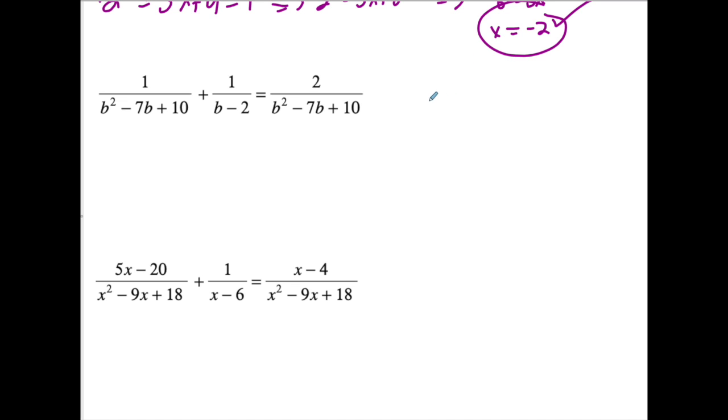Second one. First, let's start by factoring because it's not clear what's going on here. So this is b minus 5, b minus 2. Obviously same thing here. They're equivalent. So remember, excluded values: b cannot be 5, 2, and actually that's it.